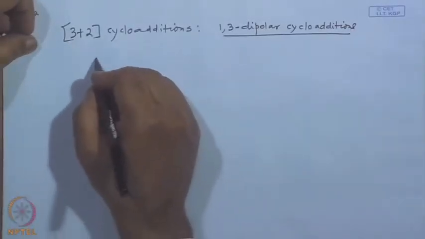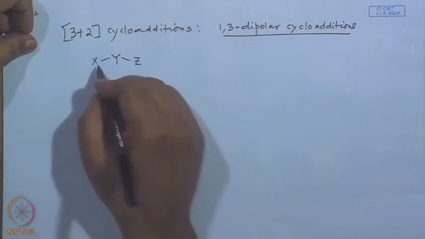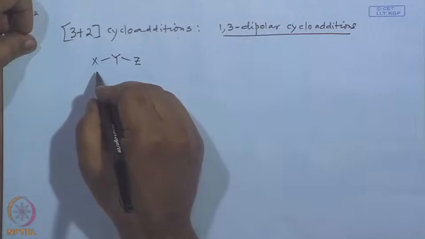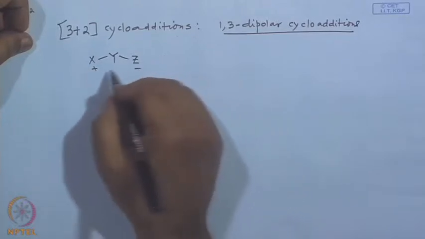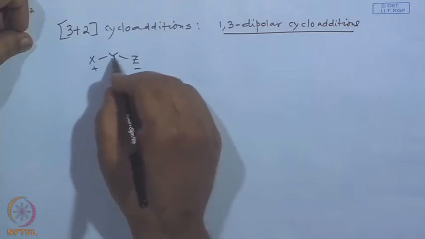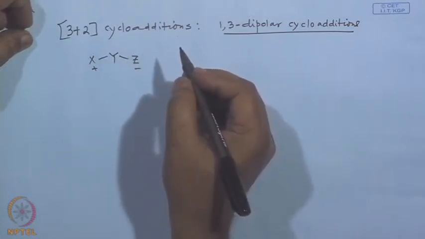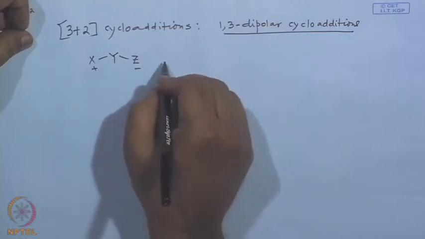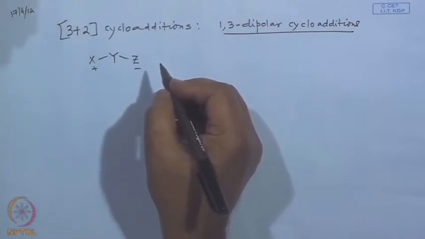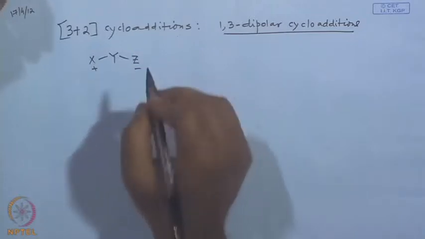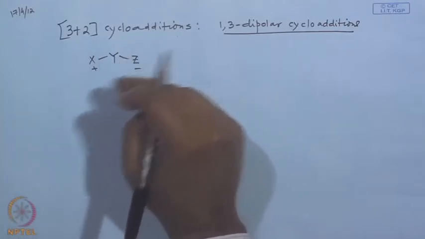1,3 dipolar cycloaddition means you have three different atoms, let us say x, y and z, that means a three atom synthon or reagent, in which the terminal atoms will have charge separation. That means one end should be more negative, the other end positive, and the intervening bonds could be double bond, triple bond and all kinds. At least one double bond must be present. So a 1,3 dipole means the charge separation takes place between the first and the third atom, and they are of different charges, like plus and minus, not plus plus or minus minus.